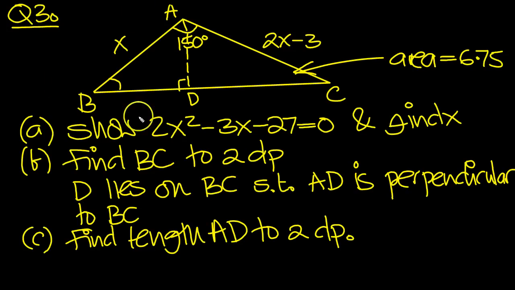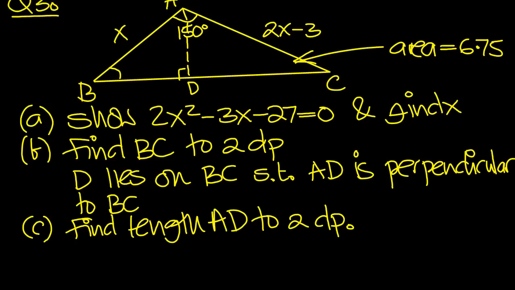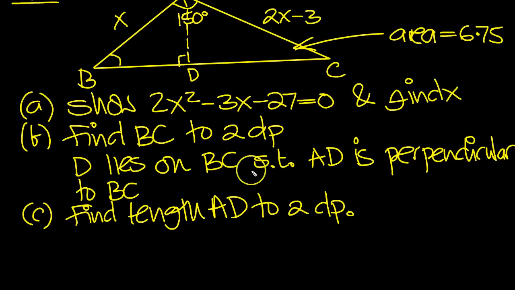So let's have a look at this then. Here's the question in summary form. So here's our triangle then. Show that we've got this equation. So we know the area, so let's use that property then.